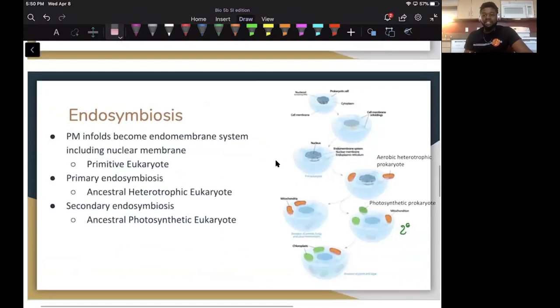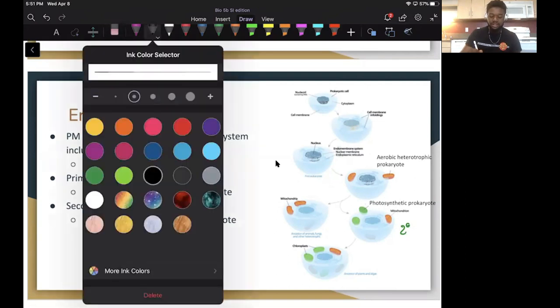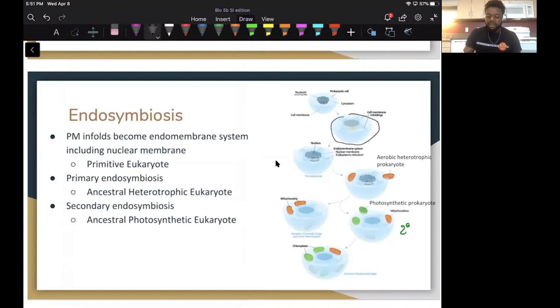The next topic we're going to talk about is endosymbiosis. It's basically the major theory of how we started off with a prokaryote and then, throughout evolutionary time, gave lineage to our first eukaryote and photosynthetic eukaryote. The theory is that we have a prokaryote with a plasma membrane, and within this plasma membrane we have invaginations that come up and surround the nucleus. With the nucleus now membrane bound, we have our first primitive eukaryote.